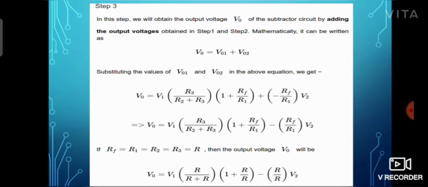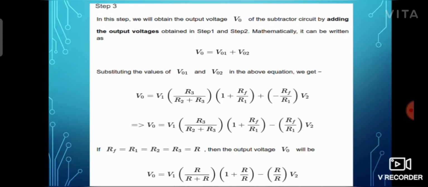In step 3, we obtain the output voltage V0 of the subtractor circuit by adding the output voltages obtained in step 1 and step 2. Mathematically, it can be written as V0 equals V01 plus V02. Substituting the values of V01 and V02, we get V0 equals V1 R3 by R2 plus R3 into R1 plus Rf divided by R1, plus minus Rf by R1 into V2.